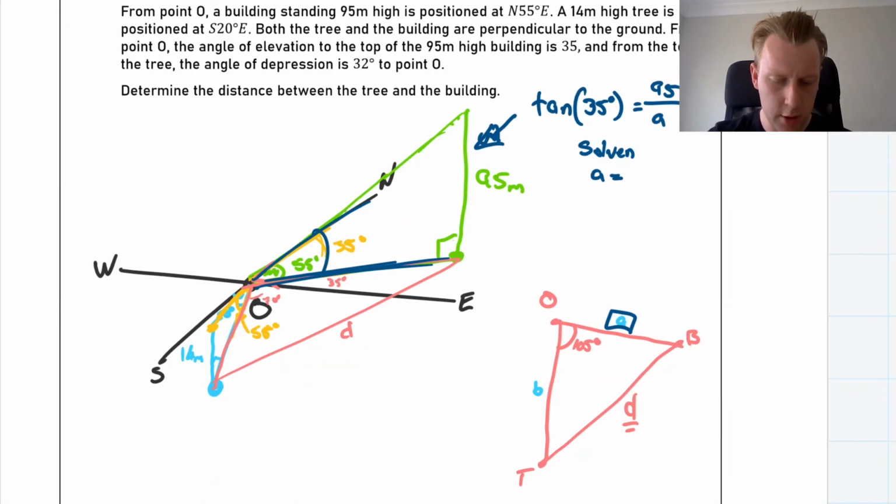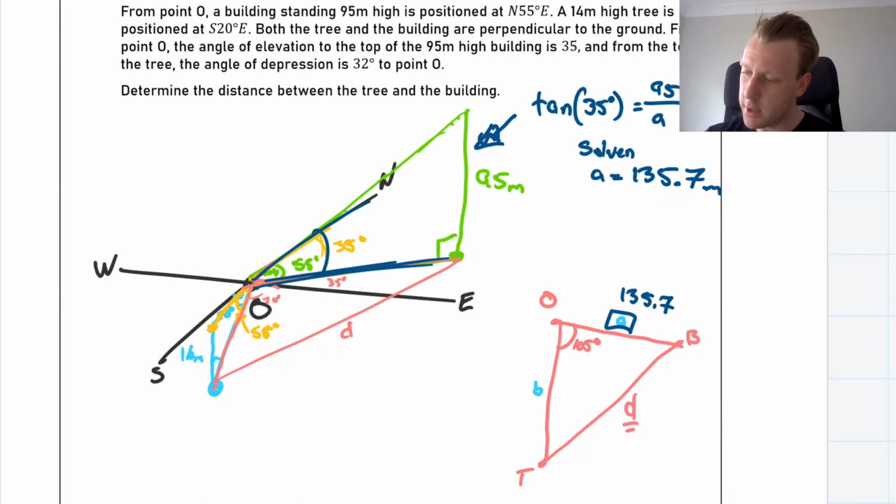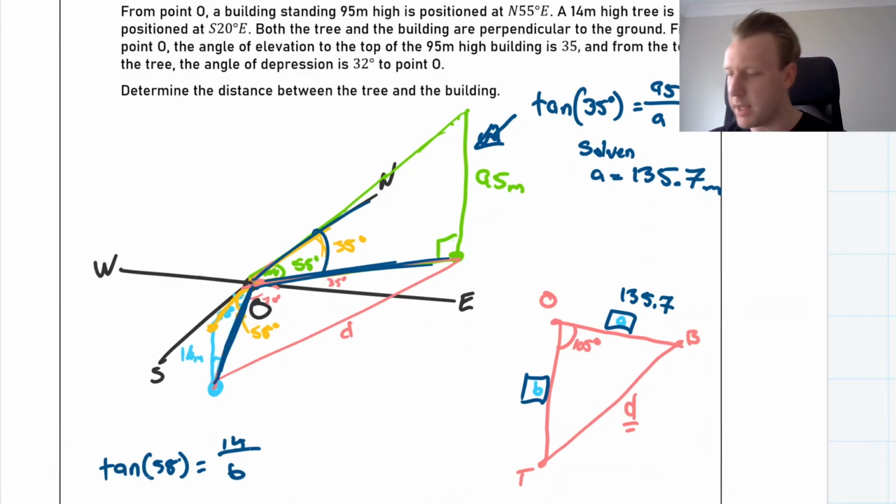Make sure you are in degrees when you are solving this. Okay, and that's going to be 135.7 meters away. So this is 135.7. And then we can do the same thing for B. So tan of 58 degrees is equal to opposite, which is 14, divided by adjacent. In this case here, it is going to be that distance there. So that's going to be my B distance happening down there. Again, let's just solve that.